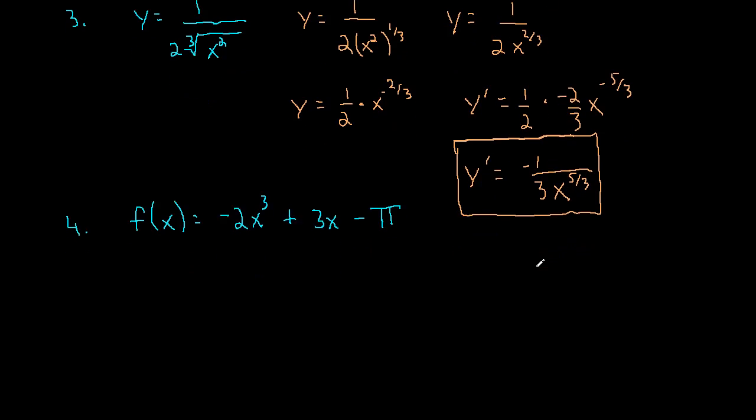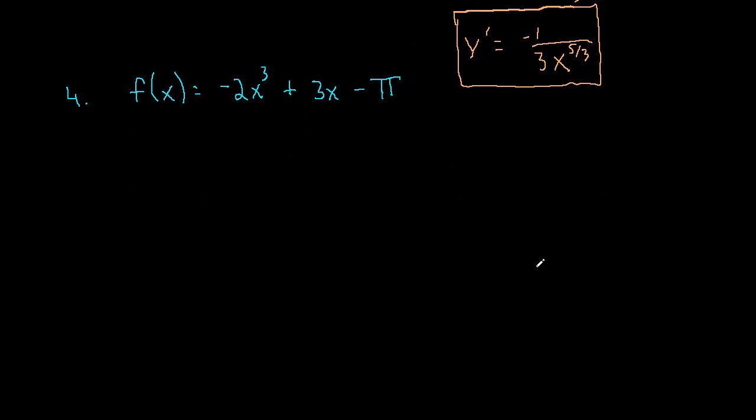Okay, the last and final example involves our sum and difference rules, and if I'm finding the derivative of f here, I notice that I have really three functions. I have a cubic function, a linear function, and this is really just a constant. Pi is just a constant. It's 3.14. So to find the derivative of this thing, I simply find the derivative of each function. So the derivative of this is going to be negative 2 times 3x squared.